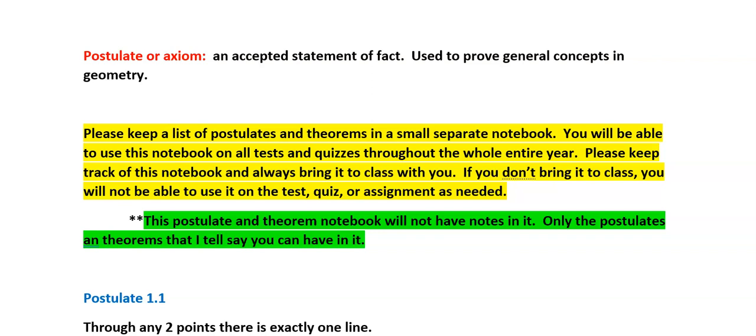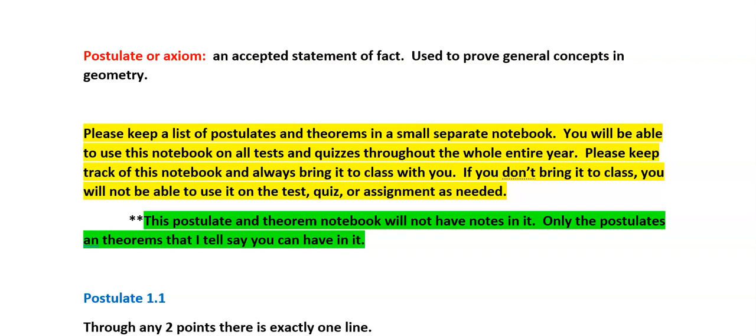I would like to have it in something that you can keep separate. Many people do their notes and their postulates mixed together, and I'm not going to allow you to do that this year. It's too easy to look and cheat on things, and I don't want you to do that. And I don't want you to get caught, because then you can't use them on tests and quizzes.